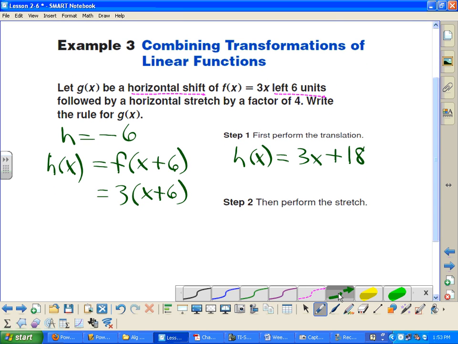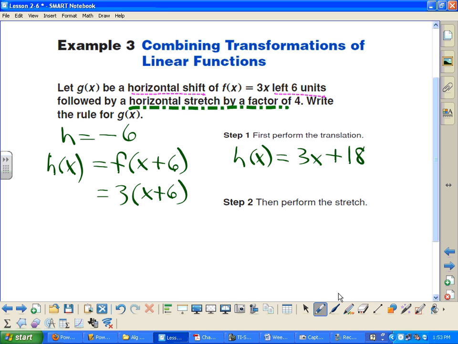So now we're going to do this. Okay, what letter does that go with? A, B, H, or K? Horizontal stretch. B. Okay, and when we use B, we're talking about the reciprocal. Okay, what's the reciprocal of 4? Okay, so B equals 4, so the reciprocal is 1/4.